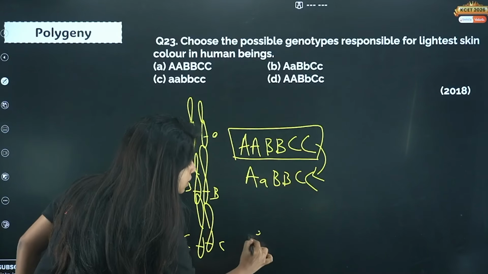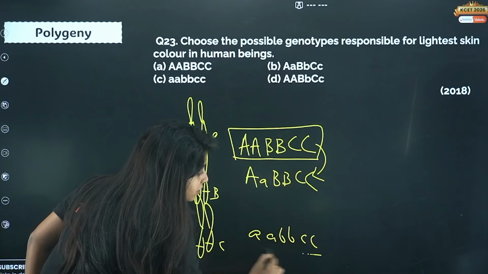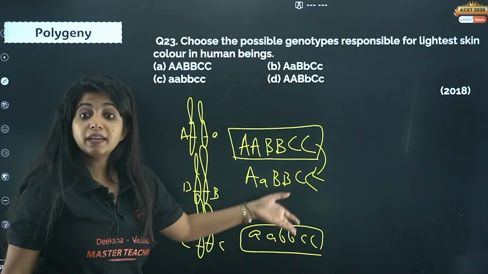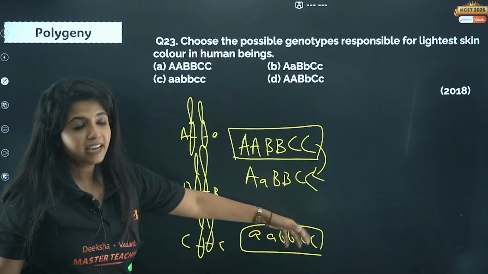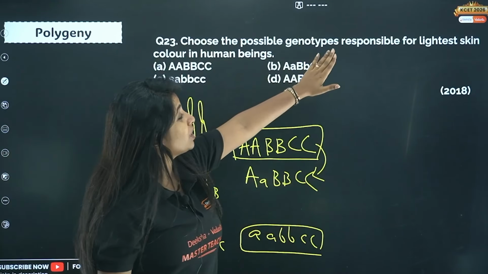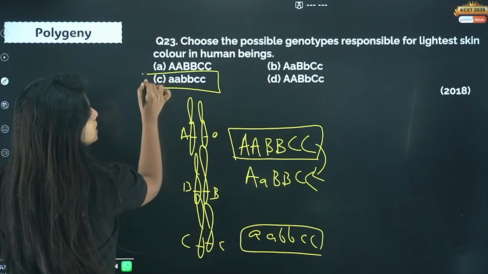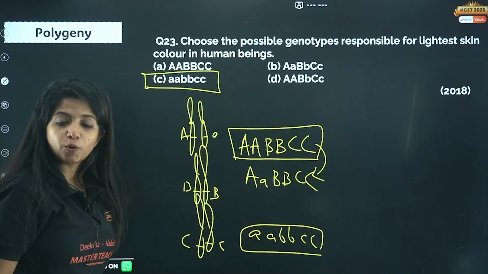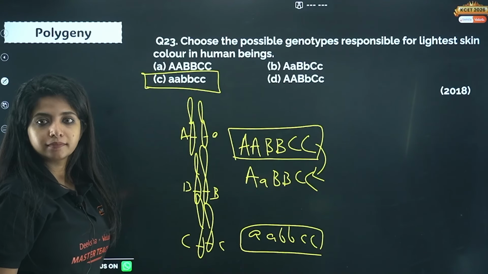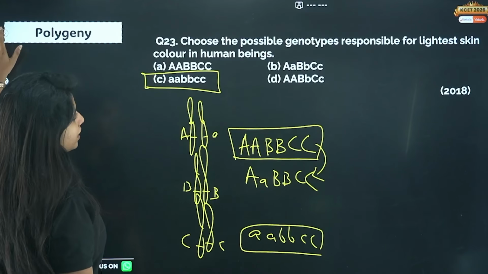So ma'am, you are saying the ones that have all of them recessive will have the lightest skin tone? Yes. And that is the question: choose the possible genotypes responsible for the lightest skin color in human beings. That has to be C. Small a, small a, small b, small b, small c, small c. Okay? Okay.